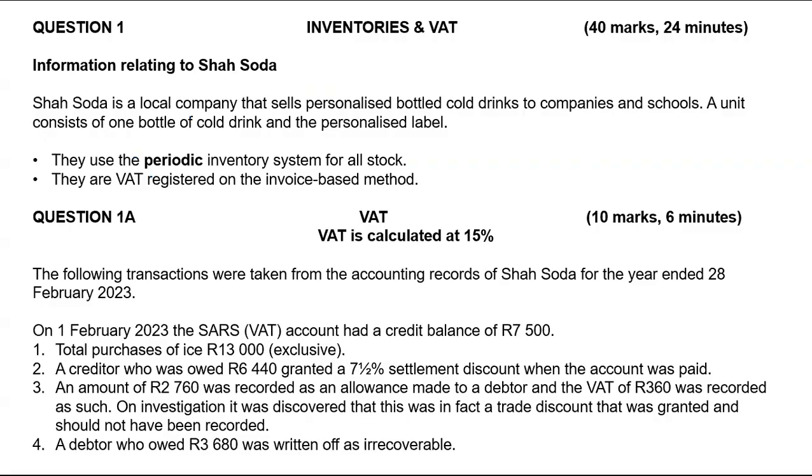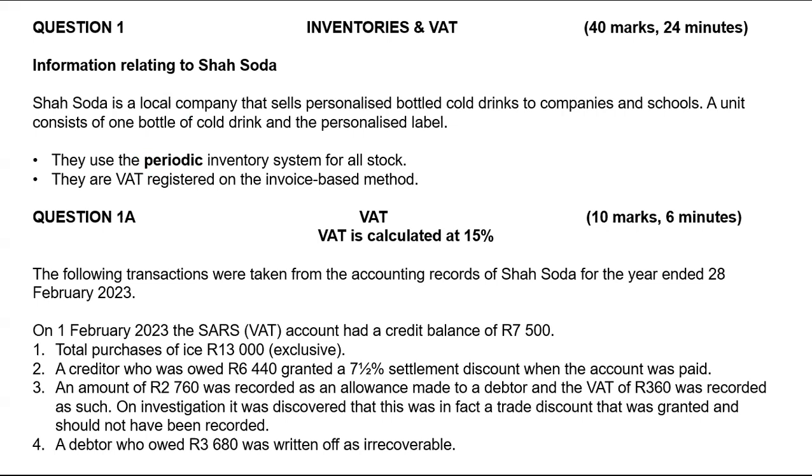In number 2, they say the creditor who was owed 6,440 granted a 7.5% settlement discount when the account was paid. We owed this person 6,440, that's how much we owed this person. But they decided to grant us a discount.